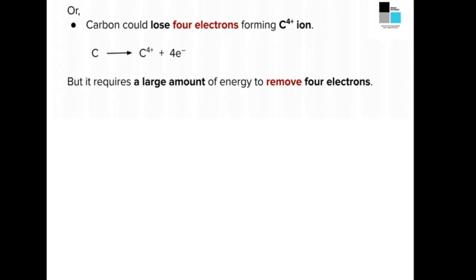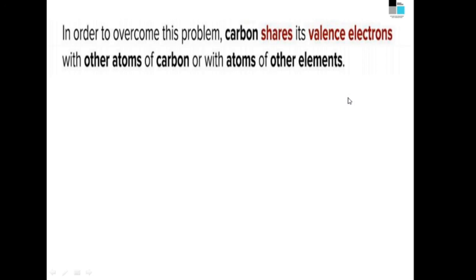But when it tries to lose 4 electrons, removing those 4 electrons also requires a very large amount of energy. Since it requires such a large amount of energy to remove those 4 electrons completely, carbon can neither lose nor gain 4 electrons. So to overcome this problem, carbon shares its valence electrons. This is the reason why carbon shares, because it can neither lose nor gain electrons.